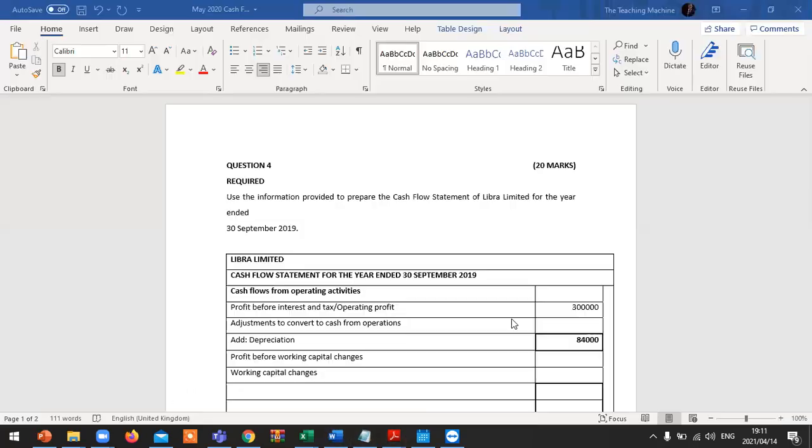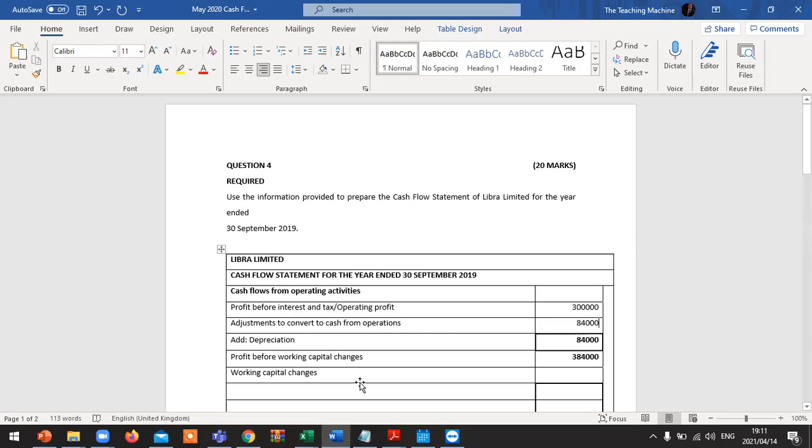All right. So now we have 384,000 as our profit before any changes in the working capital, 384,000. How did we get 384? We added 300,000 plus 84,000. So you can also add 84,000 here, but it's not necessary. This is the total of the adjustments to the non-cash items.